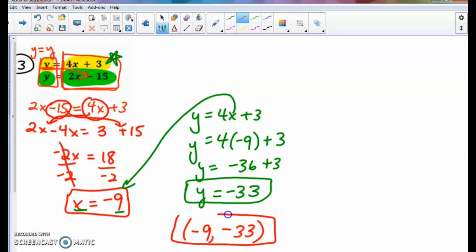A quick little statement about this solution is that if you were to graph both of these linear equations on a coordinate plane, they would eventually cross at negative 9, negative 33. So rather than having to make a coordinate plane that big, we just solve it algebraically.